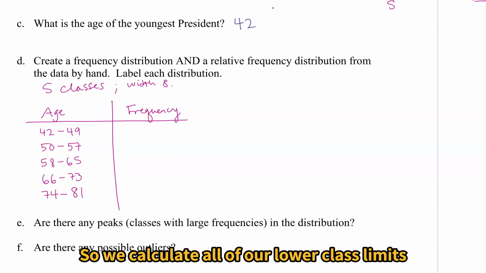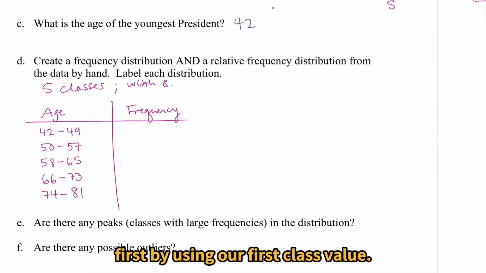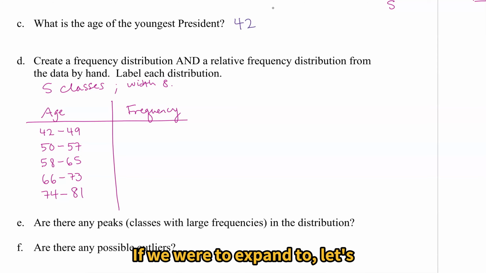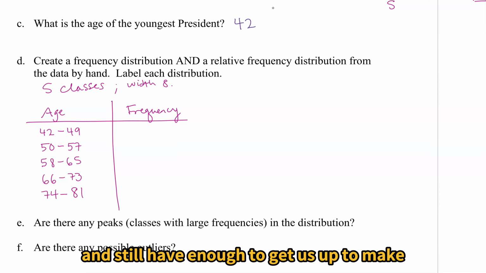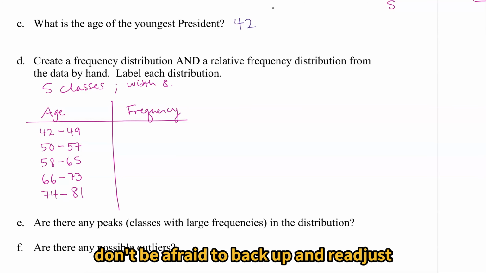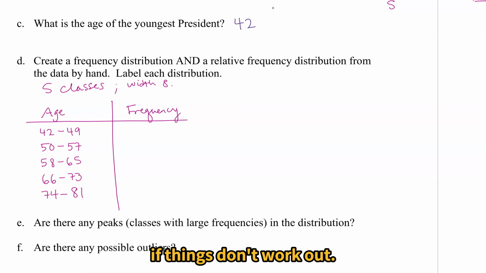So we calculate all of our lower class limits first by using our first class value. Here we're picking the minimum because our width is very small in comparison to our calculation. Our calculation was 7.2. When we rounded up to 8, we're keeping it pretty tight. If we were to expand to, let's say, 10 for our class width, we could start at 40 and still have enough to make sure that everybody is counted in the table. And again, don't be afraid to back up and readjust if things don't work out.